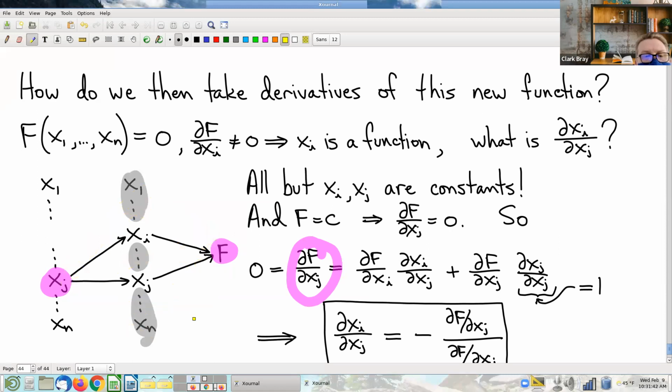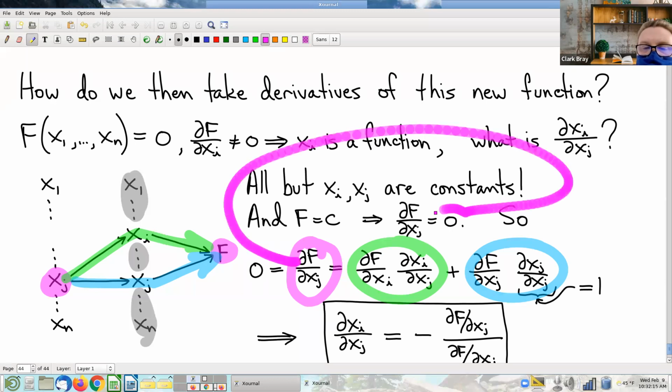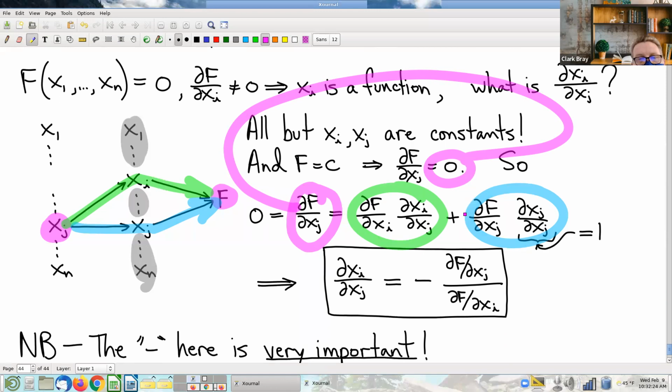So I don't even have to worry about those. All I have to deal with is this path, because xi is in fact changing, right? And then this path, because xj, of course, is changing. And now, okay, sure, fine. But don't forget, furthermore, that this partial derivative that I just got through writing with the chain rule is, after all, 0. So what I've got then is that the green term plus the blue term is 0, and solve for what you're interested in.